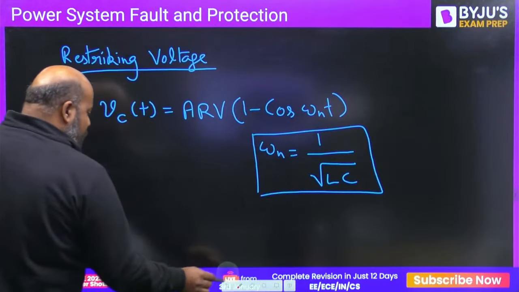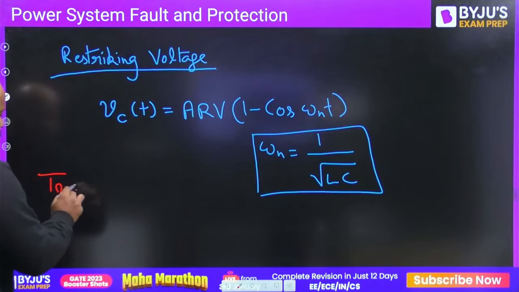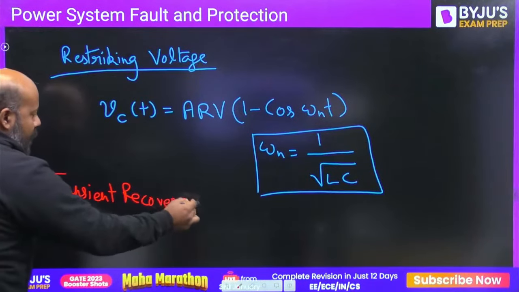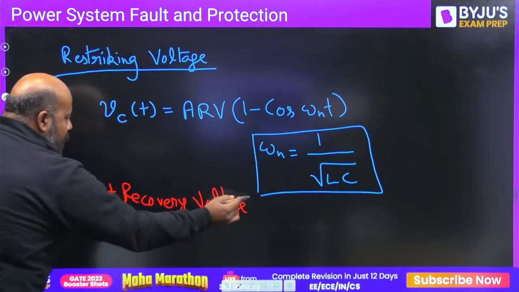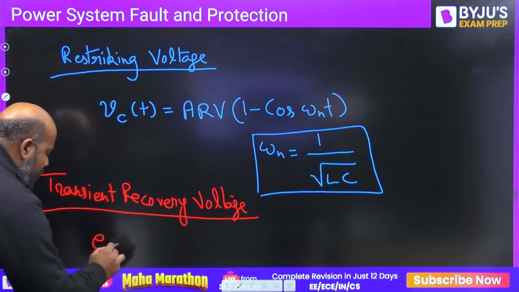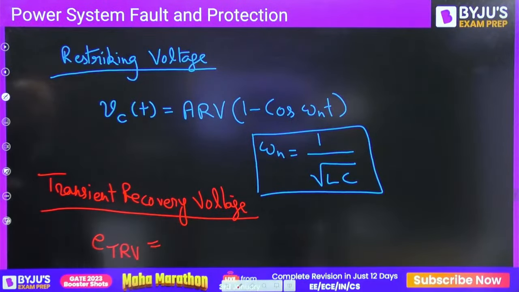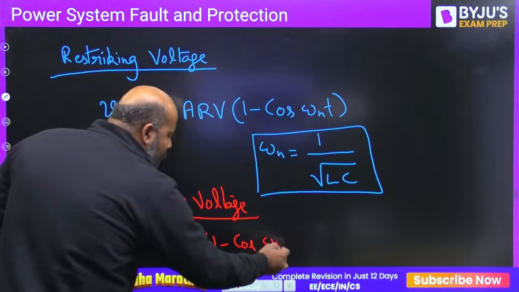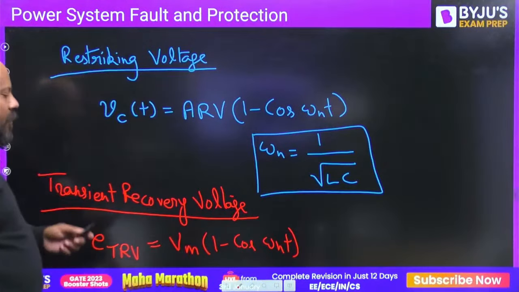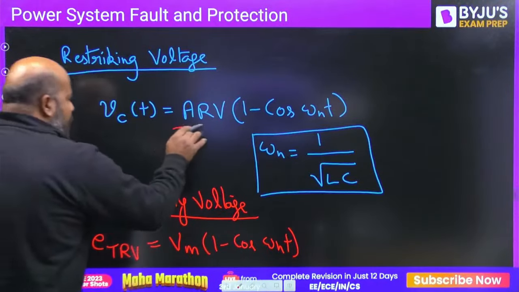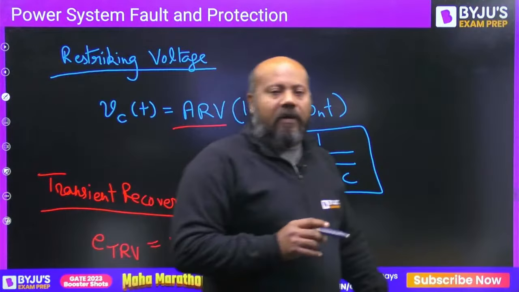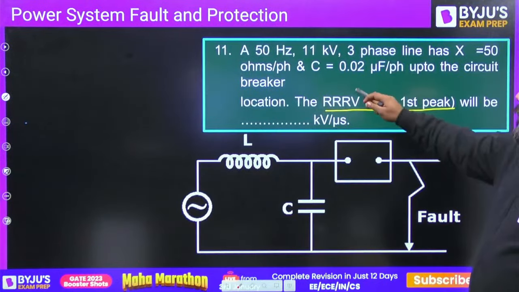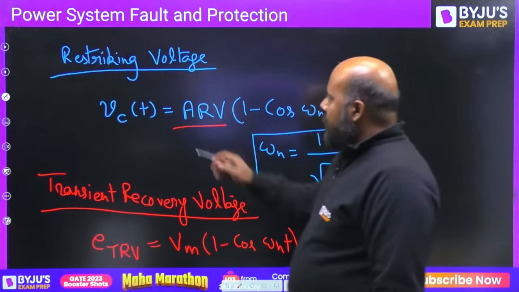There is a difference between re-striking voltage and transient recovery voltage. When we are writing the transient recovery voltage, the difference is that it is simply going to be Vm times (1 minus cos omega n t). Again, omega n is 1 upon under root LC. But active recovery voltage is going to be there if you are talking about the re-striking voltage. Is it clear?